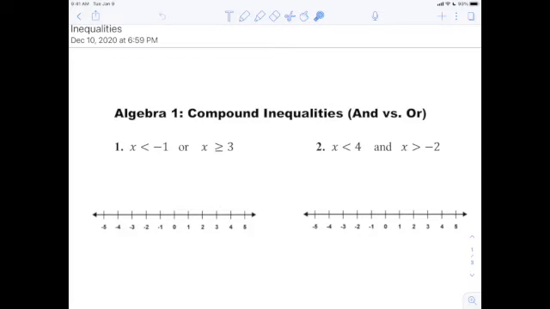If you find you're having trouble, just remember this. If you're dealing with an or, just think of when you use the word or: only one of the statements has to be true, not both, this or that. So when you're talking about these, any part of the number line that is covered is part of the solution.